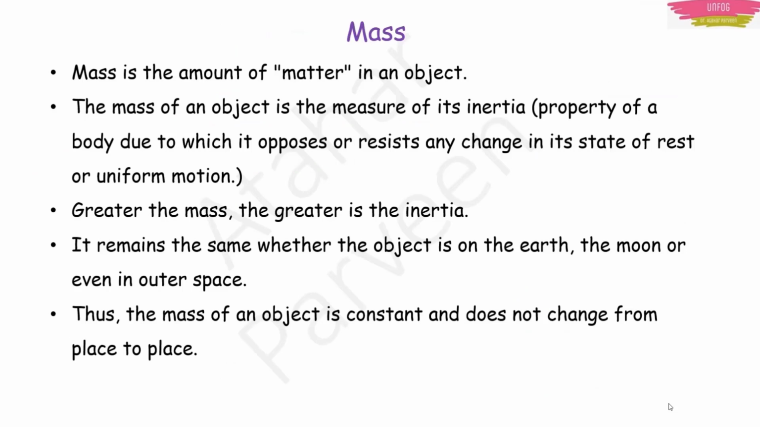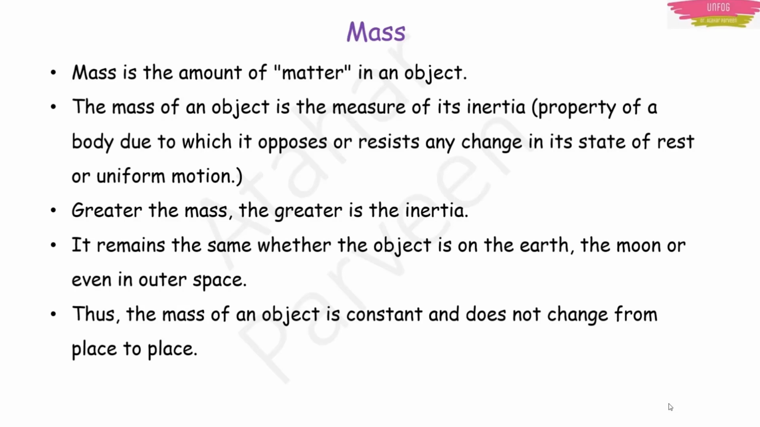Then moving on. Now what is mass? You know it already, right? The amount of matter in an object is known as mass. The mass of an object is a measure of its inertia. Now what is inertia? It is a property of a body due to which it opposes or resists any change in its state of rest or uniform motion.